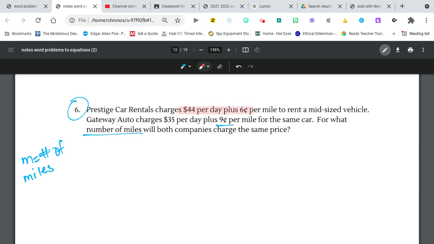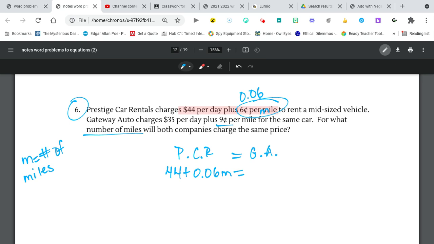So I'm going to go with Prestige is $44 per day plus 6 cents per mile, guys. So the common mistake is sometimes we'll write 44. I'm going to put Prestige Car Rentals, and over here I'm going to put Gateway Auto. Some of us will put 44 plus 6M because we know 6 and M are going together. But 6 doesn't represent 6 cents. So let's not do that. What number represents 6 cents? You got to write it in terms of money. You're talking about money, okay? So please do not put the number 6. Put 0.06, which represents 6 cents.